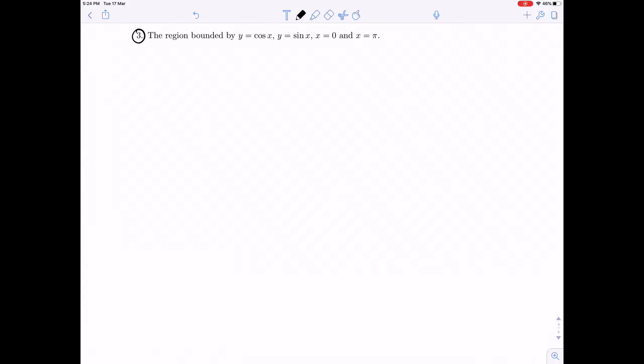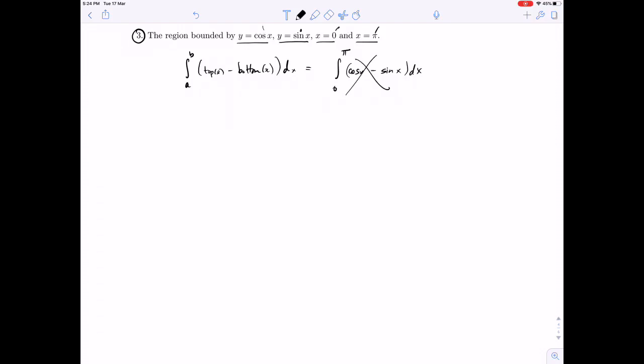So this time we're asked to find the region bounded by y equals cos x, y equals sin x, x equals 0, and x equals pi. If we just applied the formula, the integral from a to b of the top of x minus the bottom of x, and took a guess, that cos starts at 1 and sine starts at 0, then this has to be the integral from 0 to pi of cos x minus sin x dx, because the a and b are given to us. If we went about this without sketching or thinking harder, we would be wrong. That is not the correct answer to this problem.